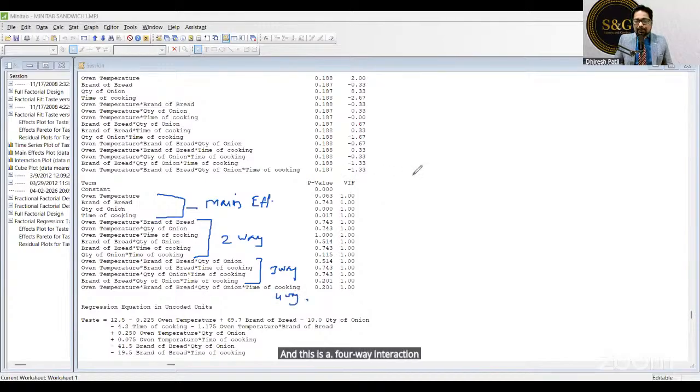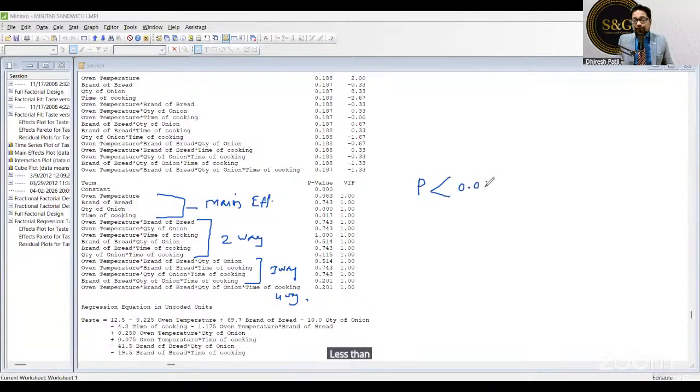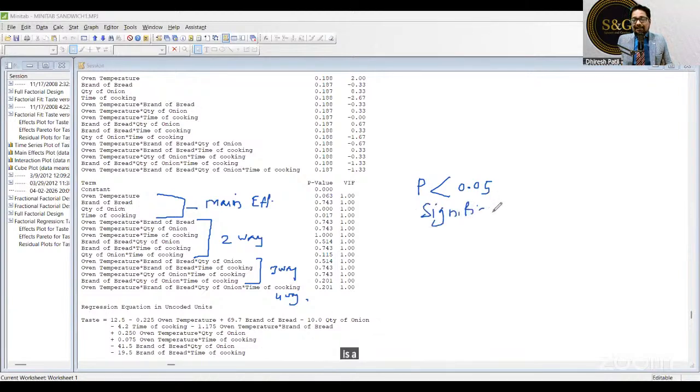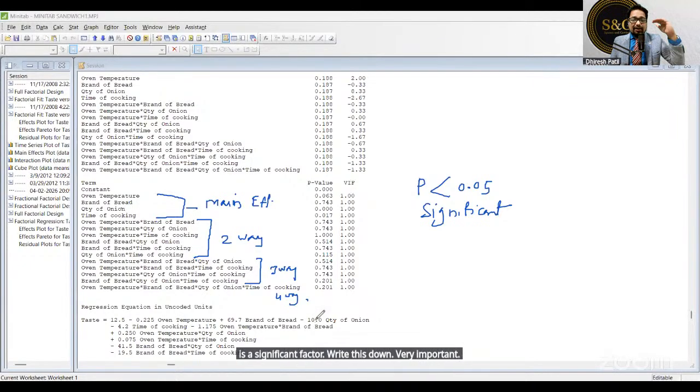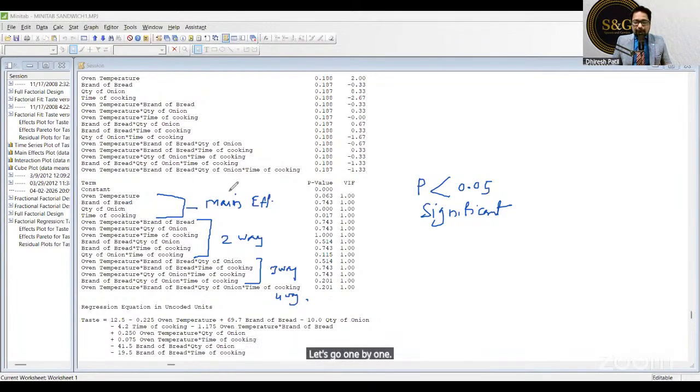And now we have to check the p-value. Any p-value less than 0.05. Listen to me very carefully. Any factor's p-value less than 0.05 is a significant factor. Write this down. Very important. Any factor having p-value less than 0.05 is a significant factor. Now let's go one by one. Forget about constant.